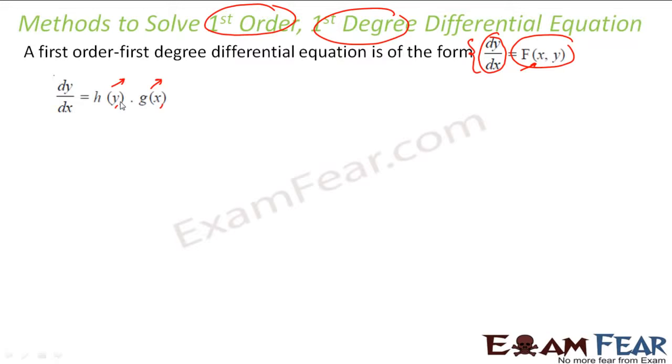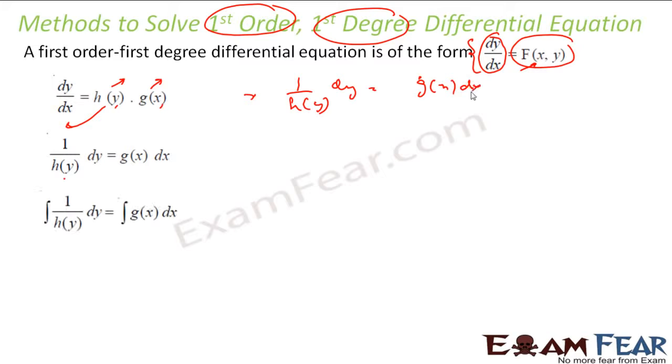If I can write in this fashion, what I can do is make this side, so this becomes 1 by h of y dy, and this becomes g of x dx. You take 1 by h of y into dy is equal to, you take dx this side, this becomes g of x dx. And then you integrate both sides. Once you integrate, you will get the solution.